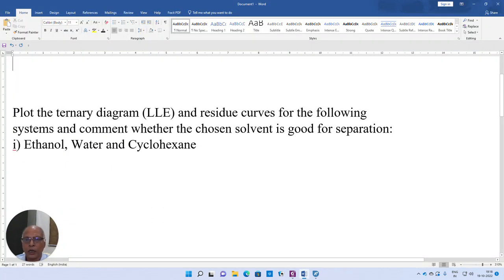Morning. In this session, I would like to demonstrate preparing the ternary diagram and also residue curves, and you will be in a position to identify within the given system whether there are any possible azeotropes. So this kind of analysis can be done by using Aspen simulation.